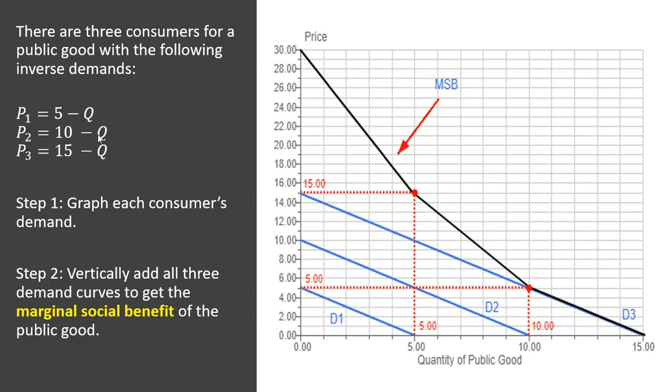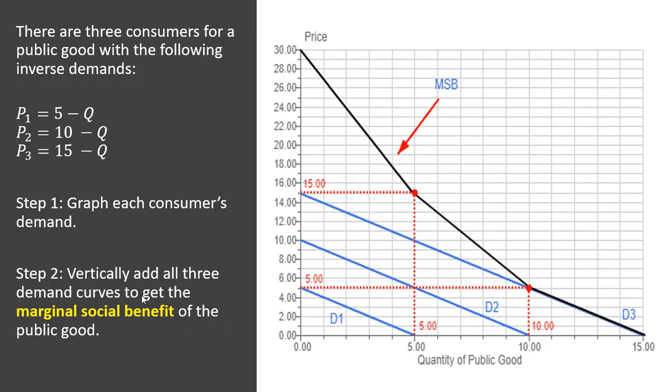The second consumer's demand is 10 minus Q, a vertical intercept of 10, and also a horizontal intercept of 10. So that's consumer 2's demand. And finally, consumer 3's demand, vertical intercept of 15. If Q is 0, P is 15. And if P is 0, Q is 15. So that's consumer 3's demand, and it extends all the way down here, even in this black region, until it touches the quantity axis at 15.